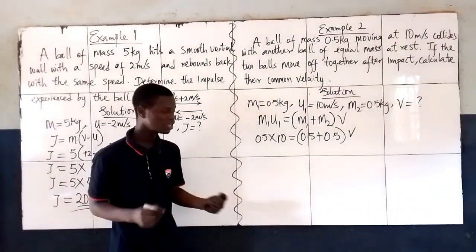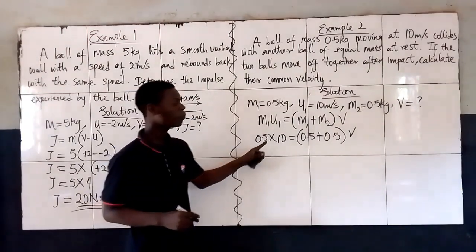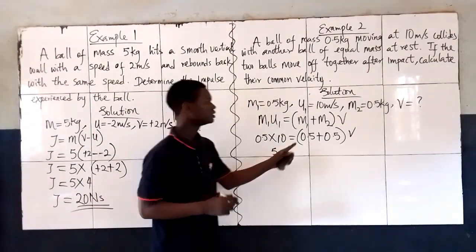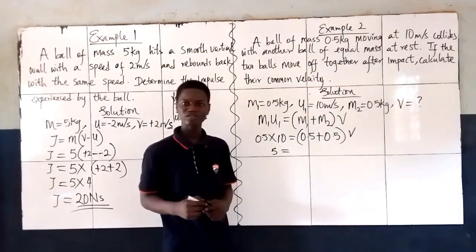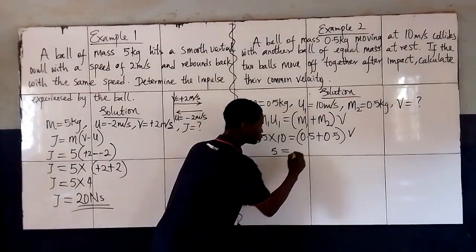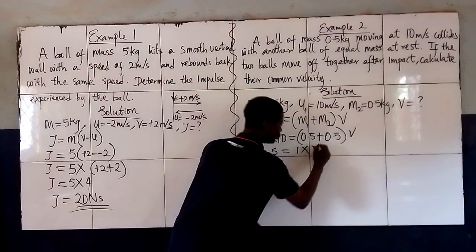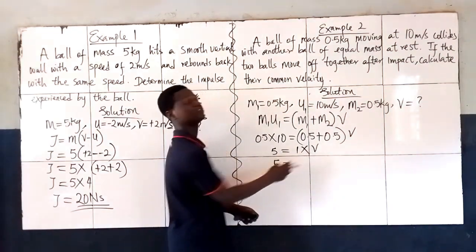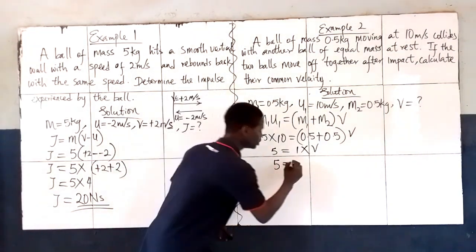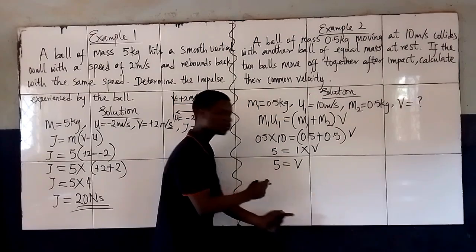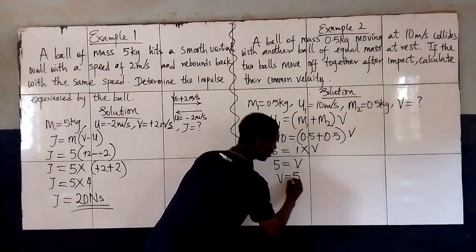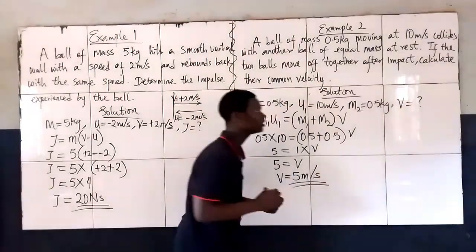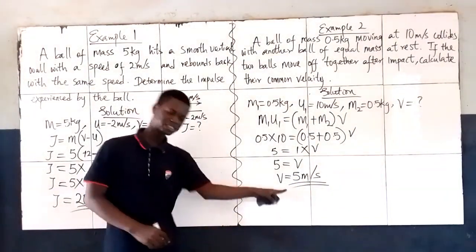We are still on it. Watch out. 0.5 times 10 is 5, equals 0.5 added to 0.5 is 1. So this whole bracket is finally 1 times V. Now 5 will be the number, so in this case it will be V. If you interchange this equation, you will have V equals 5. And what do you need for velocity? Meter per second. This is the value of the common velocity.